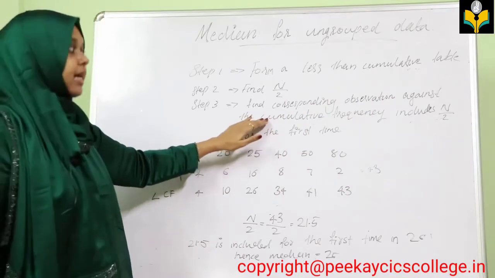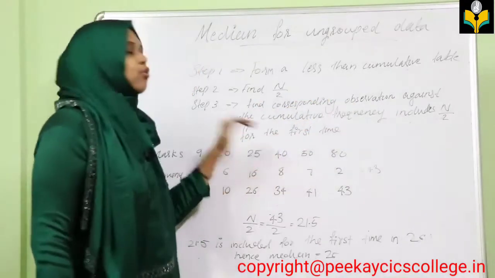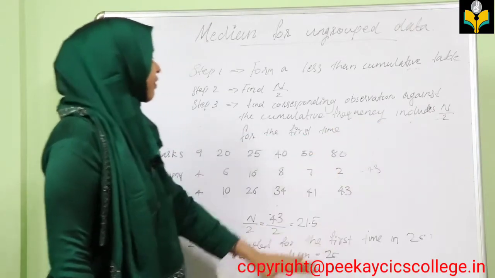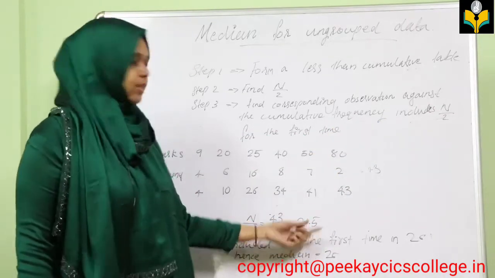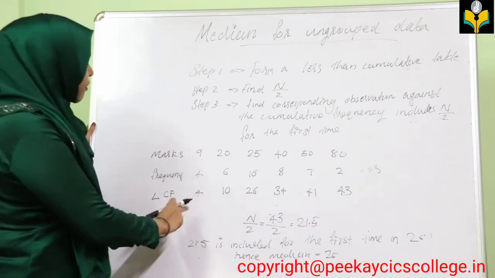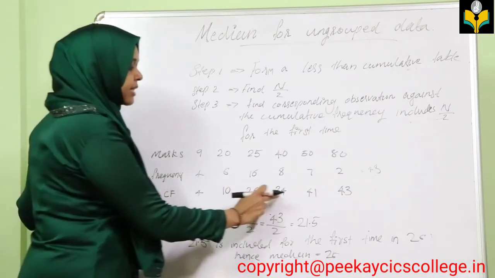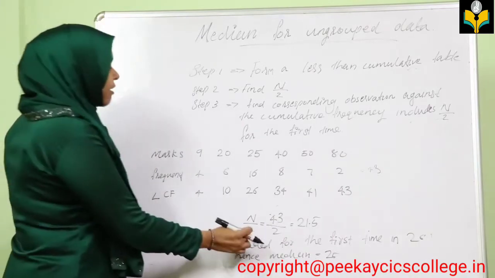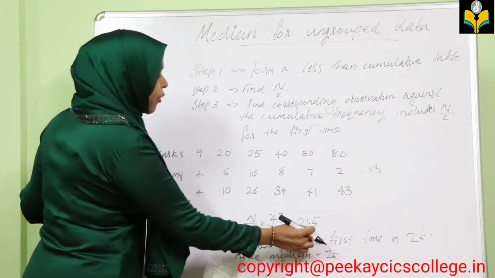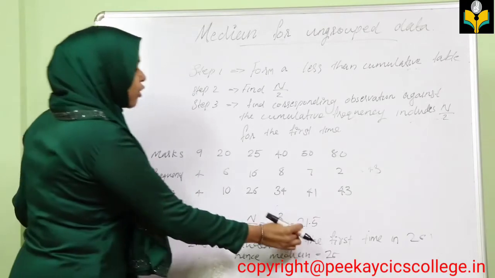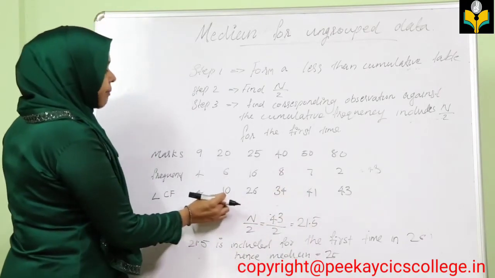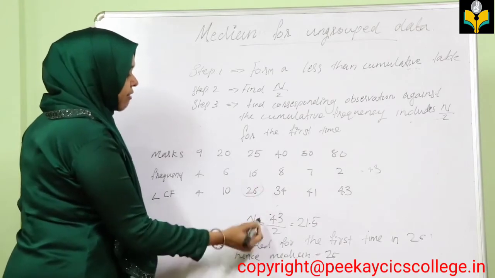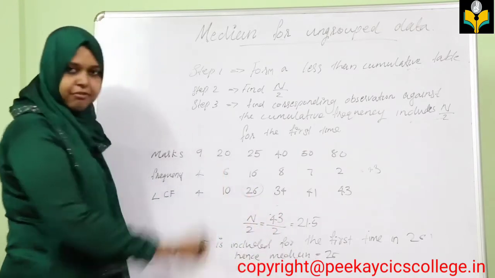Now the last step is to find the observation corresponding to the cumulative frequency that includes n by 2 for the first time. We have to see in which cumulative frequency this n by 2 is included. Our cumulative frequencies are 4, 10, 26, 34, 41 and 43. Our n by 2 is 21.5, and it is included for the first time in 26, right? In 26 our n by 2 is included for the first time.